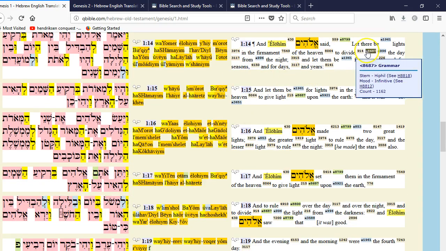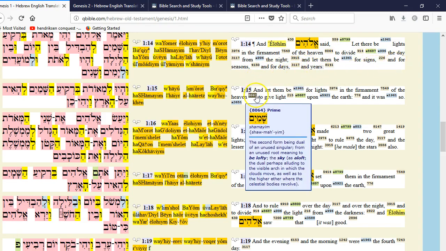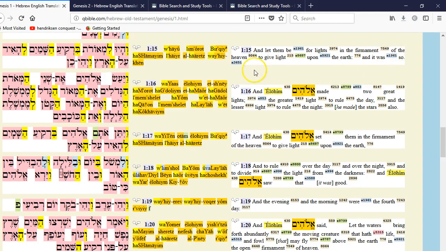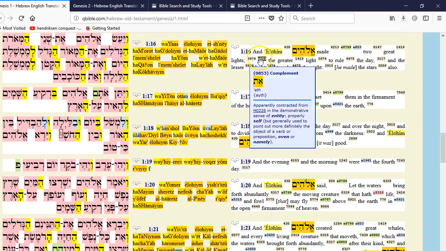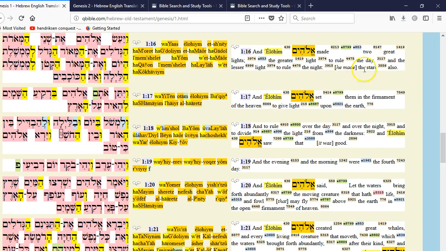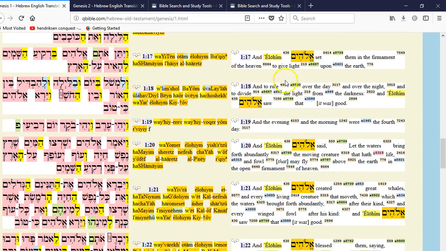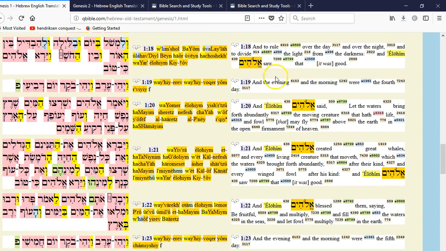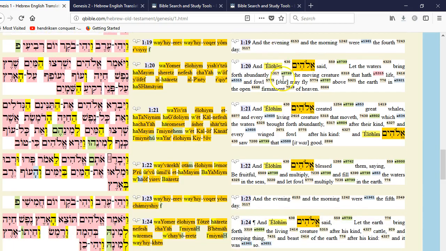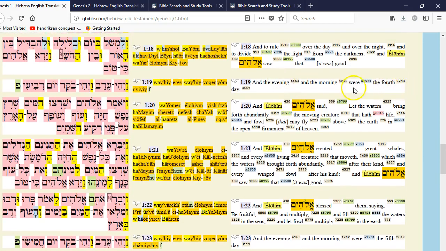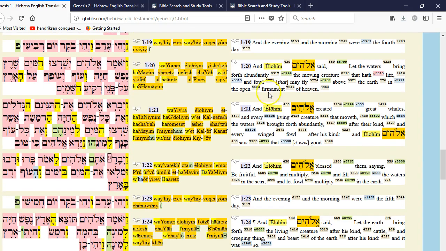1:14, and Elohim said, let there be lights in the firmament of heaven to divide the day from the night, signs, seasons, days, and years. Let them be for lights in the firmament of heaven to give light upon the earth. And it was so. And he made the stars also. He gave light upon the earth. The sun, it doesn't say sun, I'm sorry. One light for the day, one light for the night. He saw that it was good. Evening, morning, fourth day.